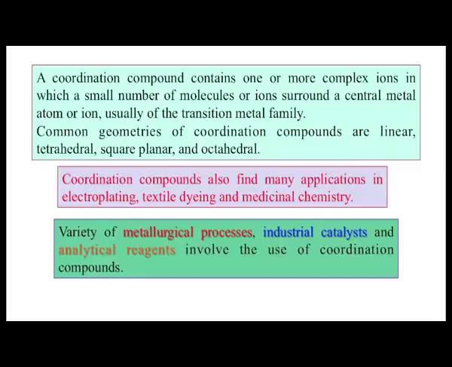In the examples we are looking at, what are those small number of molecules? It can be water molecules or it can be cyanide ions. So, a small number of those molecules or ions surround a central metal atom or ion, usually of the transition metal family. It can usually be 3d, 4d or 5d metals, but it can go beyond those transition metal ions. In a typical form, it can have the atom like nickel tetracarbonyl, Ni(CO)4, which we will discuss afterwards in detail, or you can have K3[Fe(CN)6].